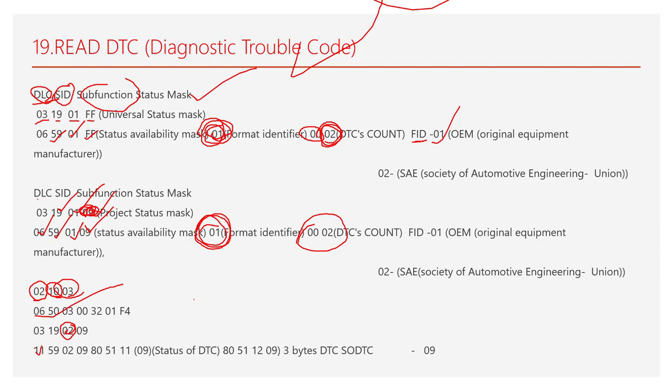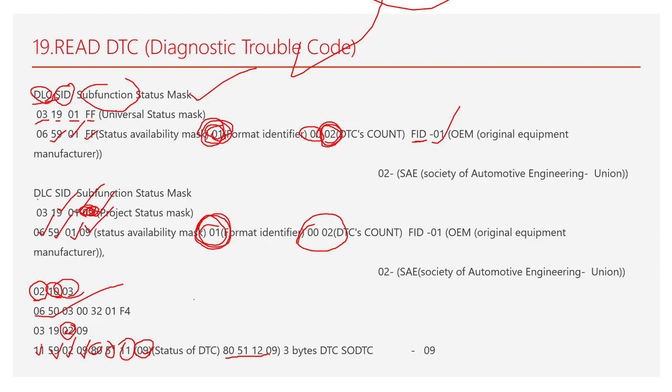So this is the DLC. This is the positive response, service ID plus 40. This is the subfunction. This is the project ID, the project status mask. And these are the DTCs. A DTC is 3 bytes, right? 080 and 51, then 11. So this is the status of the project. What we get here as the output, the DTC is 3 bytes, so I am getting 0, 51 and 12.